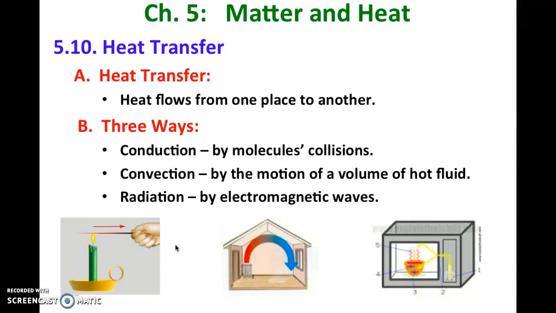Heat can be transferred from one place to another in three ways: conduction, convection, and radiation. Conduction transfers heat by molecule collision. Convection transfers heat by the motion of a volume of hot fluid. And radiation transfers heat by electromagnetic waves.